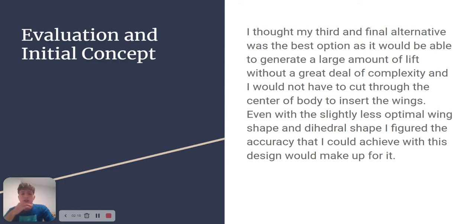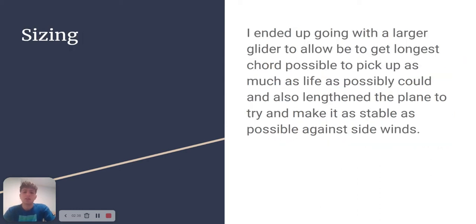So for evaluation of the initial concept, I thought my third and final alternative was the best option, as it would be able to generate a large amount of lift without a great deal of complexity, and I would not have to cut through the center of the body to enter the wings. Even with the slightly less optimal wing shape and dihedral shape, I figured the accuracy that I could achieve would make up for any benefits I would receive with the other two designs.